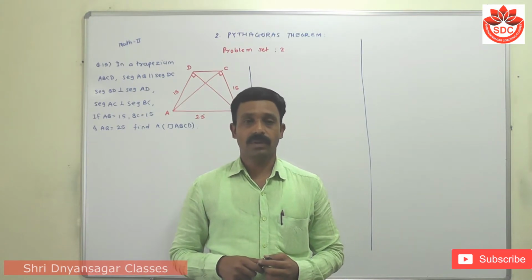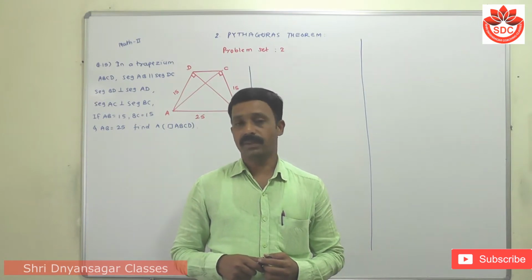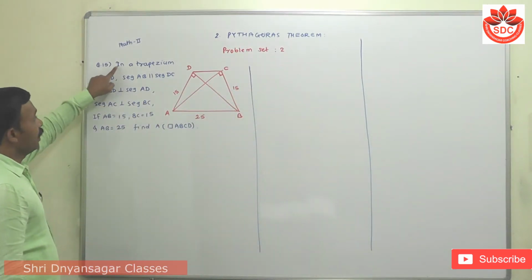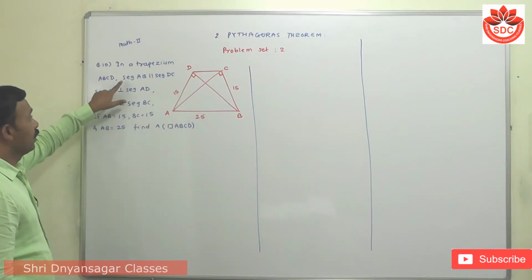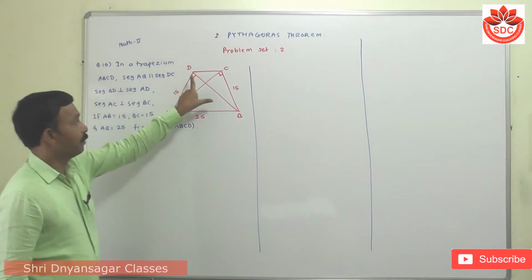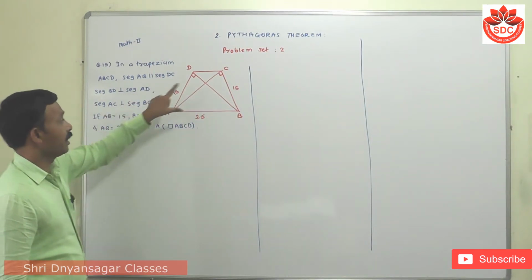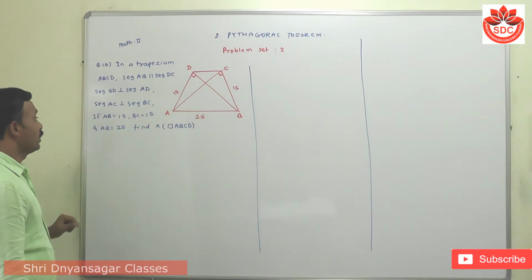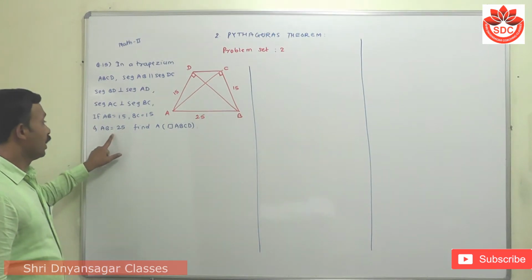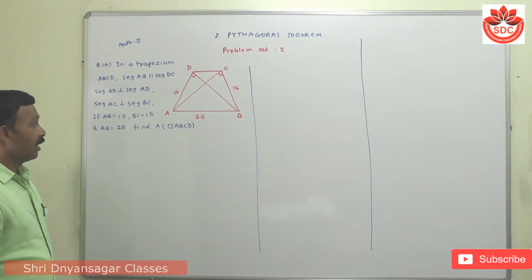Students, today we discuss the next questions of the problem set of Chapter 2, Pythagoras theorem. Question number 15: in this trapezium ABCD, AB is parallel to DC, segment BD is perpendicular to AD. Look carefully, BD is perpendicular to AD. Segment AC is also perpendicular to BC. If AD is equal to 15, BC is also 15, and AB is equal to 25, then we have to find the area of this quadrilateral ABCD.